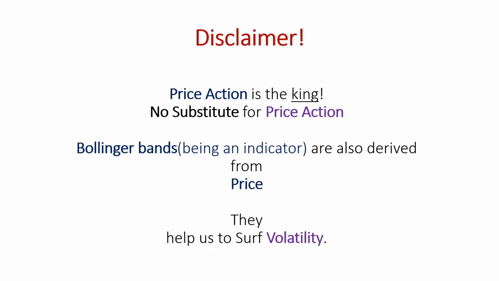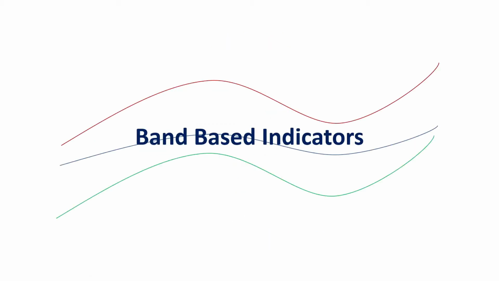So a quick disclaimer: price action is the king. There's no substitute for price action. Bollinger Bands, being an indicator, are also derived from price. So let's see some history about band-based indicators before Bollinger Bands.